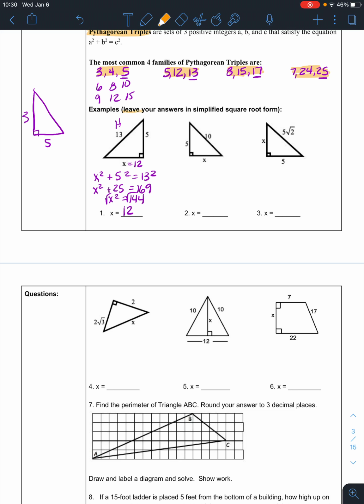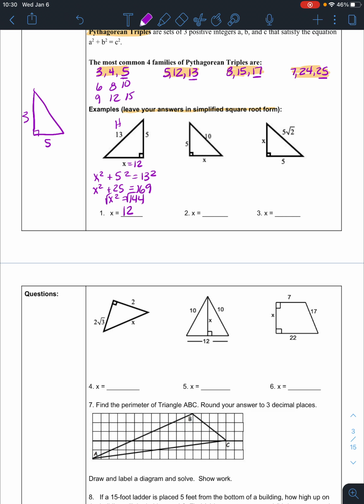Now, notice I did ask you to leave your answers in simplified root form. The only time you don't is if I say the words approximately or about how many or round to the nearest. That's when you have permission to hit your square root key on your calculator. Otherwise, you leave your answers in simplified roots. So let's look at number 2.